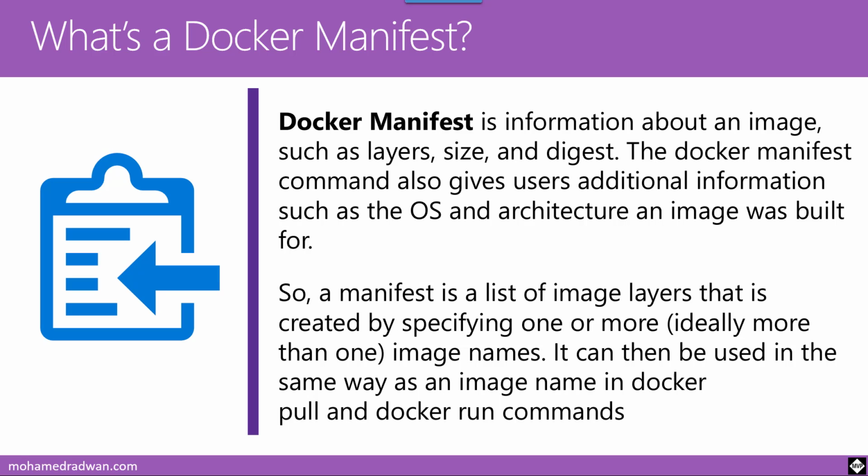So the manifest is a list of image layers that is created by specifying one or more, ideally more than one, image. It can then be used in the same way as an image name in Docker pull and Docker run commands. So instead of running a Docker image, I can run a Docker manifest, which is very similar to an image, but with more details about the Docker images. To simplify that, just think of Docker manifest as a Docker image with more information, or with very detailed information.